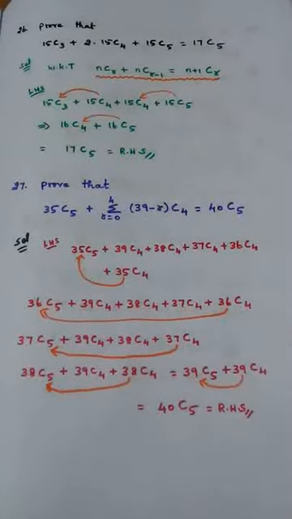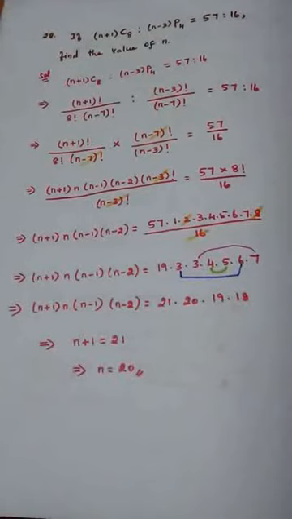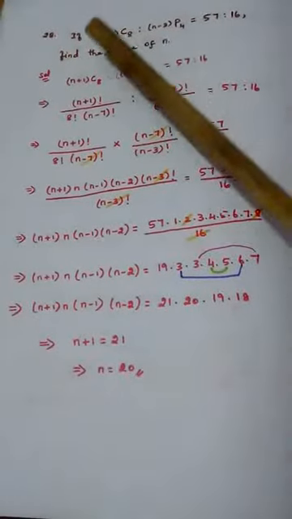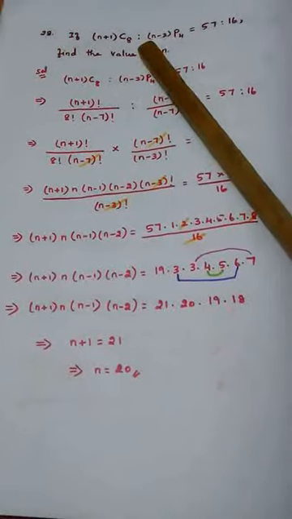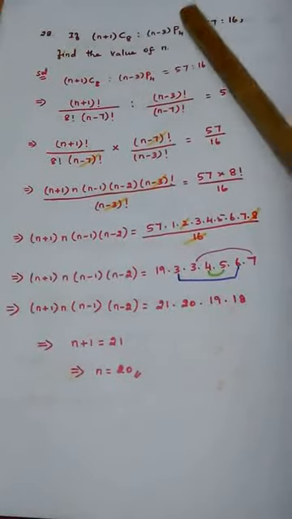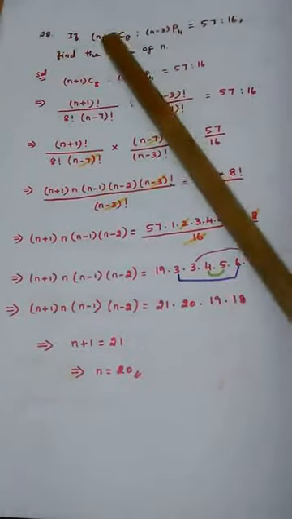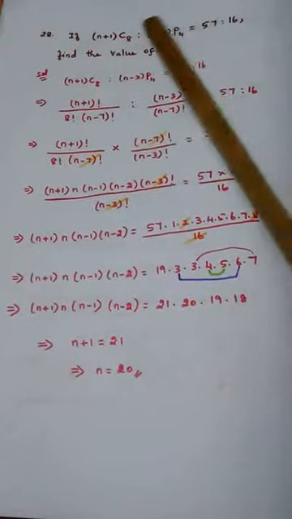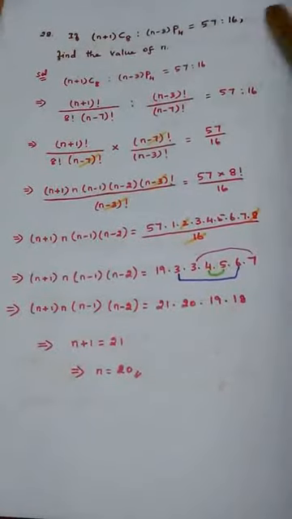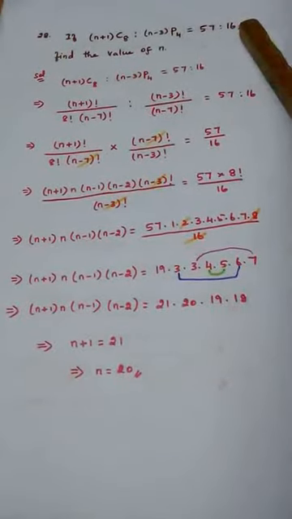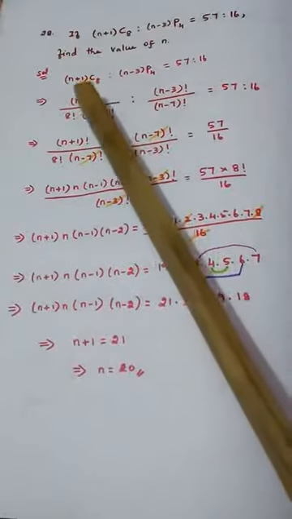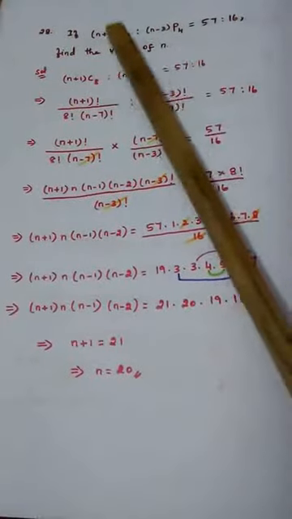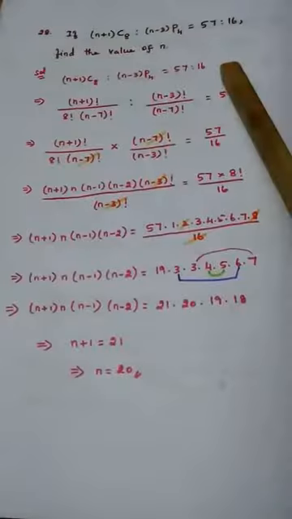Going for the next sum. Sum number 28. If n plus 1 C8 divided by n minus 3 P4 equals 57 to 16, find the n value, that is the question. If you observe carefully, this is a combination and this is a permutation. So what is given, I am writing once again here. This is the given condition that I have written here.